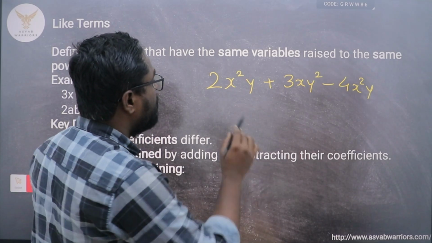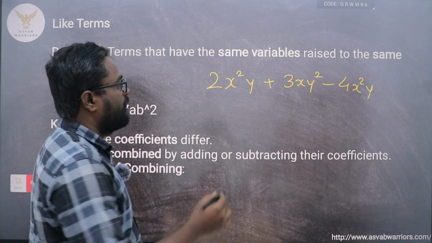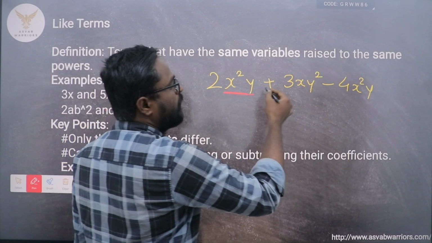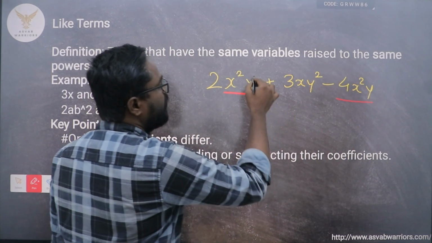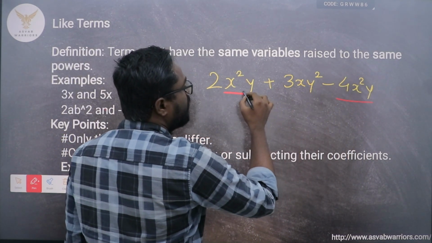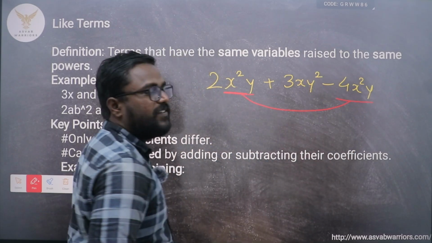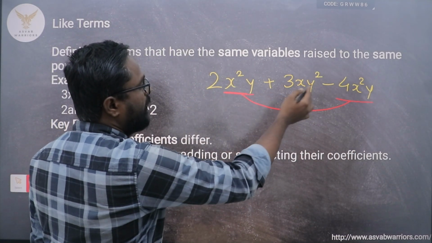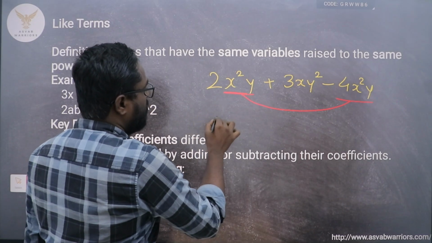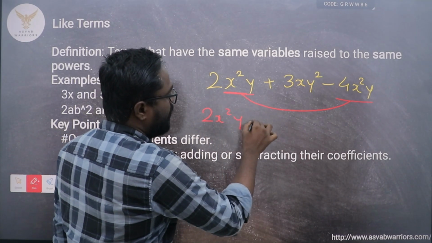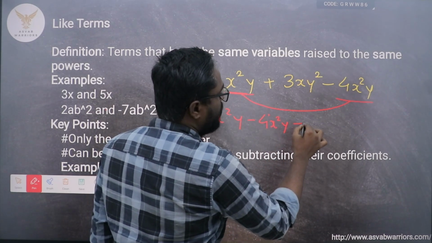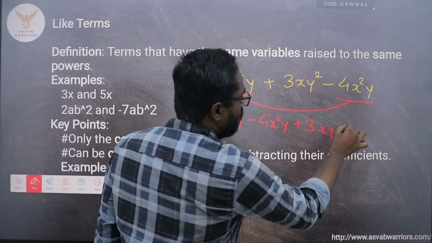What are like terms? Same variables raised to the same power. So here x to the power 2. Is there any x to the power 2 over here? Yes, x to the power 2 is there. Y to the power 1, y to the power 1. So we can just do the addition between these two terms only. Now let me combine them: 2x square y minus 4x square y plus 3xy square.